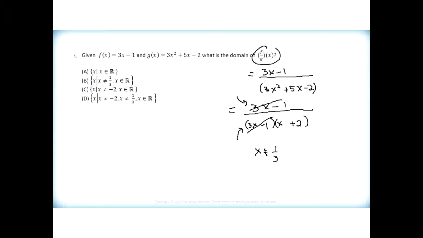And I think that's put in this question to see if you knew that. And then the other non-permissible value, of course, will be at -2. So we have to restrict both of those and not allow ourselves to be fooled, meaning that D is the only possible answer here. So it's the set of all values of x except for -2 and 1/3, as long as x is a real number.